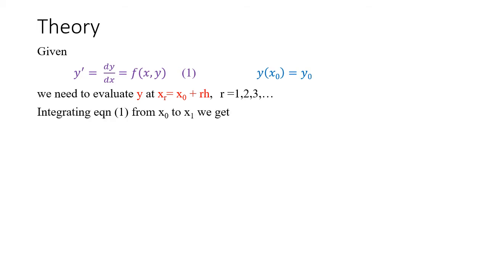Suppose we wish to find the function at, say, x1, which is x0 plus h. So what we do is we just integrate equation 1 from x0 to x1. Then we will get y1 equal to y0 plus the integral from x0 to x1 of f of x y dx. This idea is explained in detail in the previous video on Euler's method.